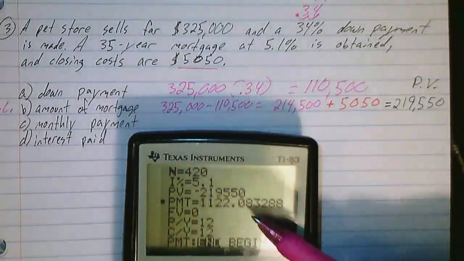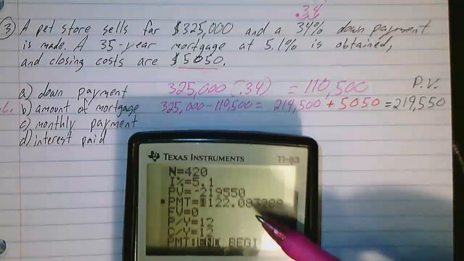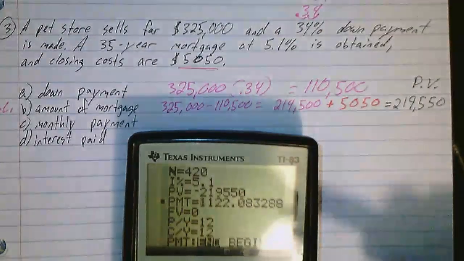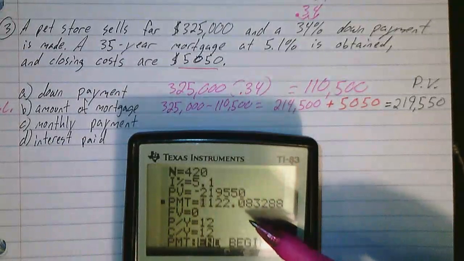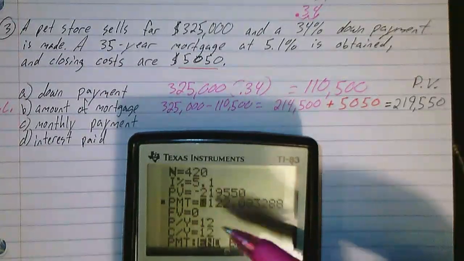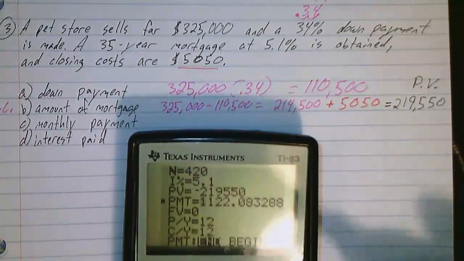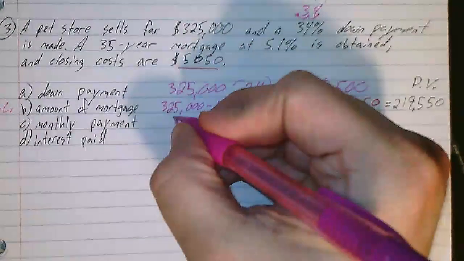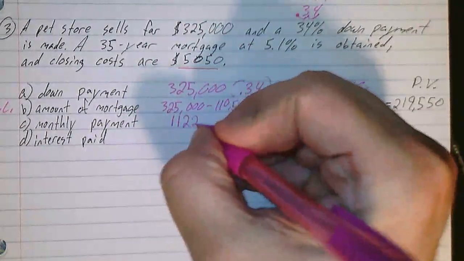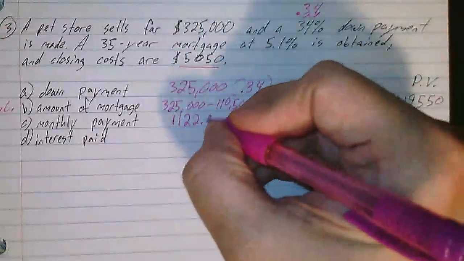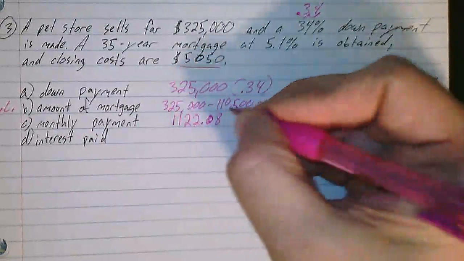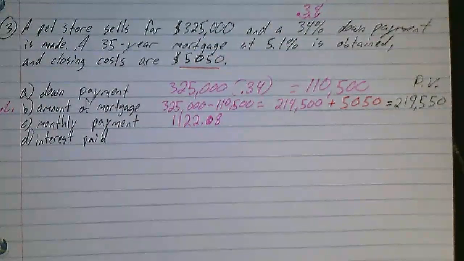Again, you do have to round at this step. What is the monthly payment? We're talking dollars and cents, so round to the second decimal. A monthly payment of $1,122.08. Again, you do have to be correct to the hundredths place, or else Alex will mark it wrong.